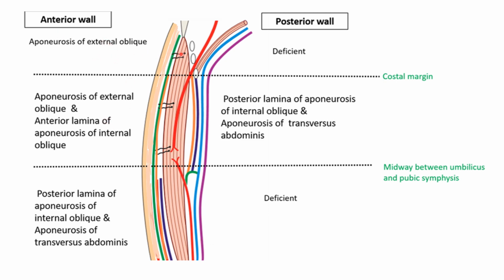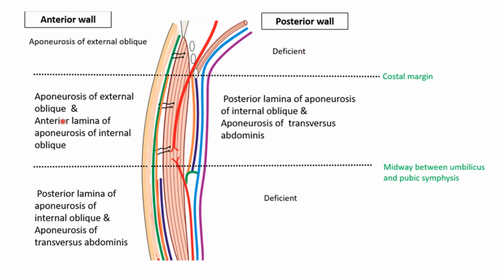So if we look at the anterior wall of the rectus abdominis muscle, this is the rectus abdominis muscle, and what do we see here? Only the aponeurosis, green color, aponeurosis of the external oblique, is present in the anterior wall. What about the posterior wall? It is directly resting on the 5th, 6th, 7th costal cartilages, so it is deficient.